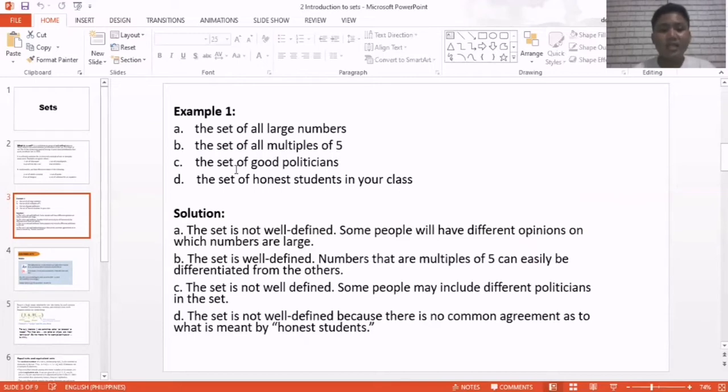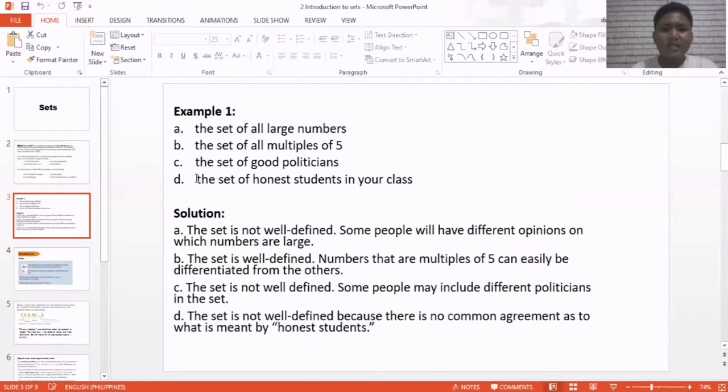Next, for letter C, the set of good politicians. The answer is the set is not well defined. Some people may include different politicians in the set. Not all of them are good politicians.